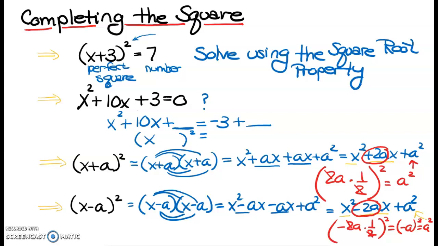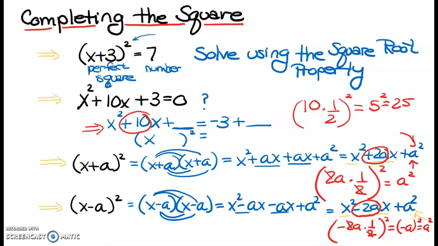which is exactly the constant I need. So that tells me that up here in this little example, if I take the value in front of my x term, which is a positive 10, multiply it by a half and then square that, I get my a squared value that will make it a perfect square.